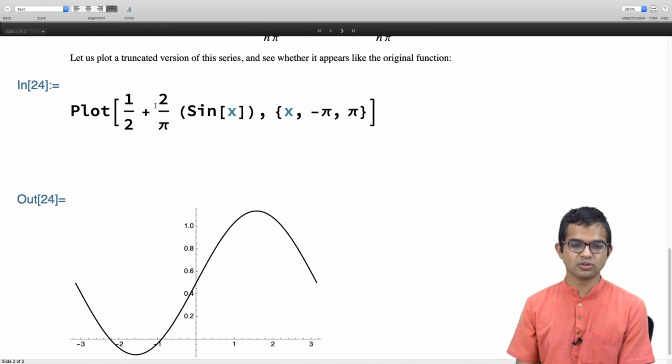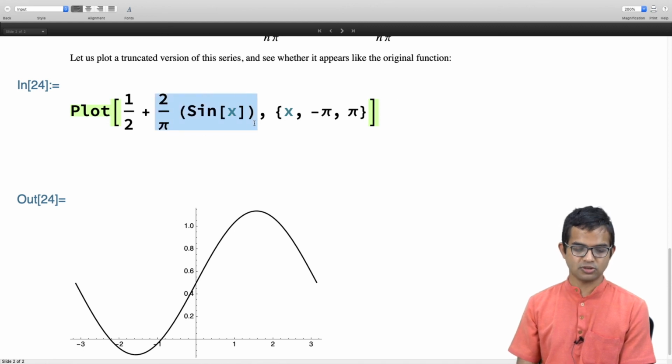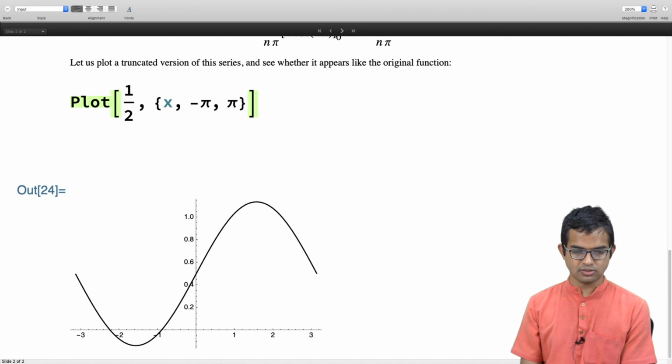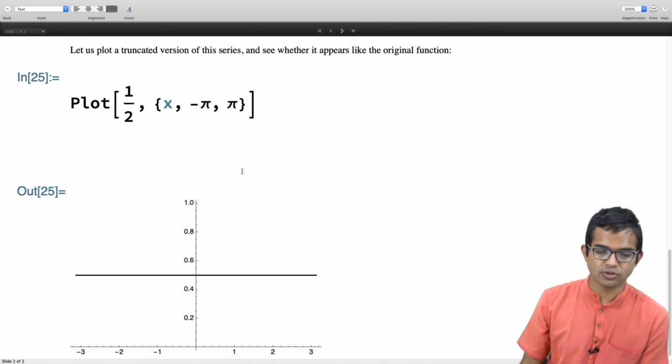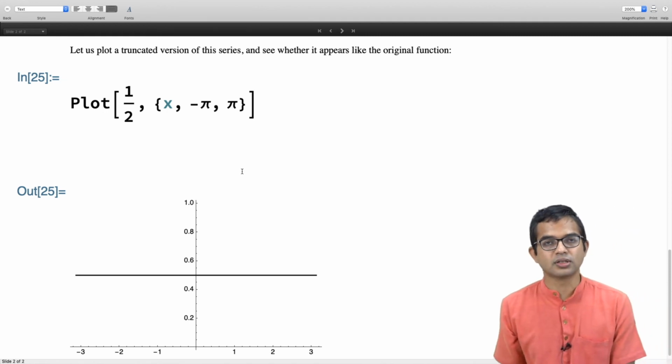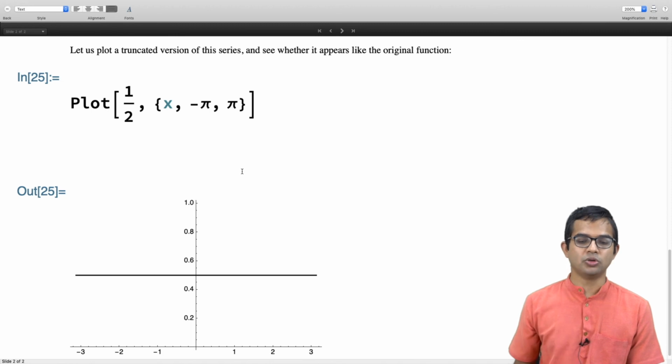Of course, if I remove this also, then that's like the DC term, as it's called. It has no oscillation, so it just gives you the average value. Of course, this is bad, but that's what you would expect if you try to take a whole function and put one number to it.